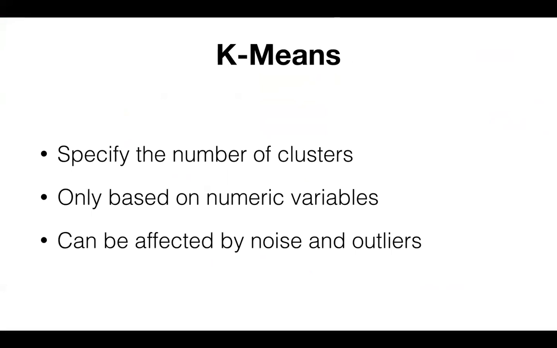There are three things about K-means clustering. First, you have to specify the number of clusters. It's not like the algorithm will tell you how many clusters it needs to create. Second, it works only on numeric variables. If you have categorical variables, you can't use it unless you use some technique like one-hot encoding to make them numeric variables. But that's not really the topic here. If you're interested, let me know after this course.